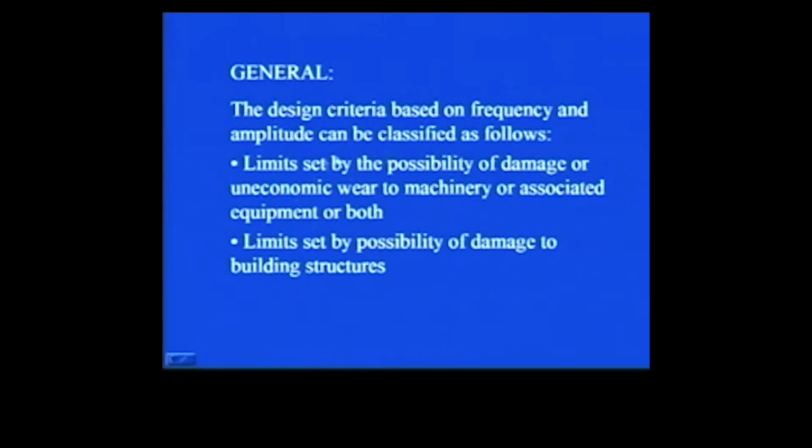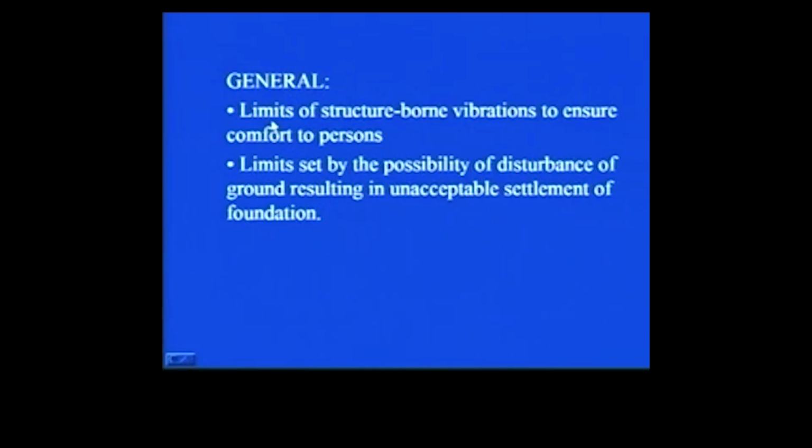So, there should be some limitation set for the possibility of damage to the machine or uneconomic wear to machinery, or a combination of both. Then limits set by the possibility of damage to building structures. Third is limits of structure-borne vibration to ensure comfort to persons, because whatever the vibration is, it should not cause discomfort to the persons who are working around there or who are living over there. So, that limit should be set.